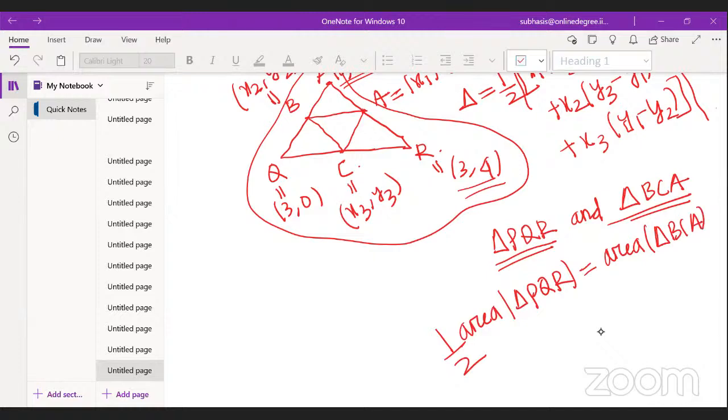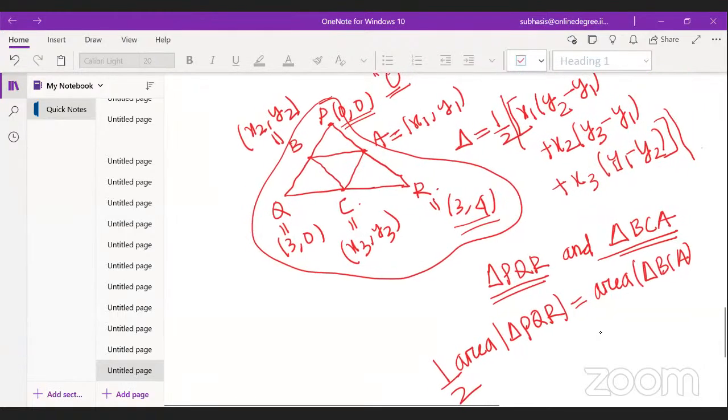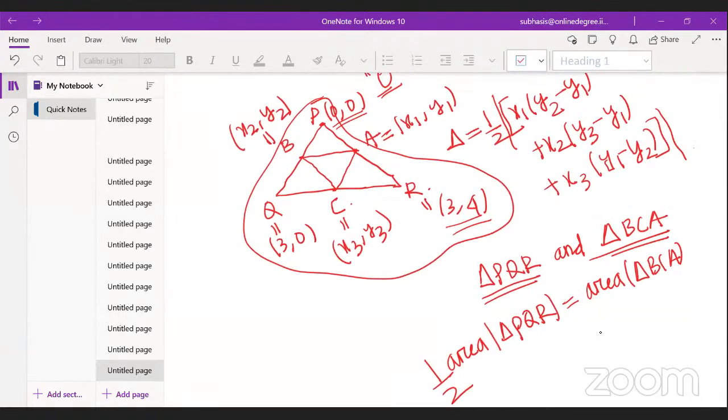This is not true in general. You can get different areas also. It depends, so it may vary from triangle to triangle. If you have some restriction on the triangle, then probably you can say something. But I don't think it's true in general. Okay, sir.